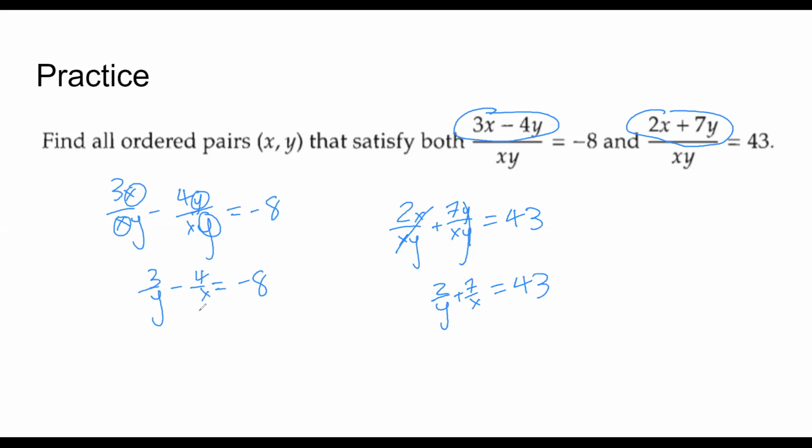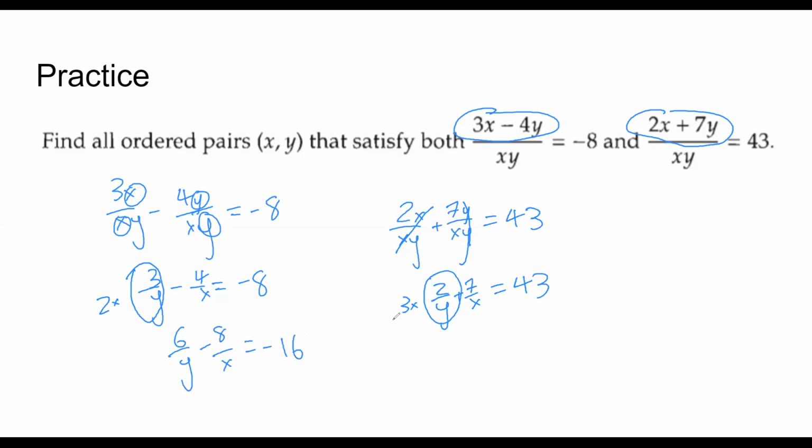I'll just say the easiest way to get rid of this is to do some elimination. So we have 3 over y here and 2 over y here. Yeah, we will do elimination. We'll subtract them. The least common multiple of 3 and 2 is 6, so we're going to multiply this one by 2 and this one by 3. 6 over y minus 8 over x is equal to negative 16.